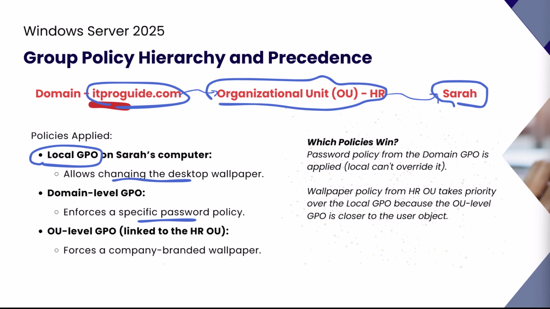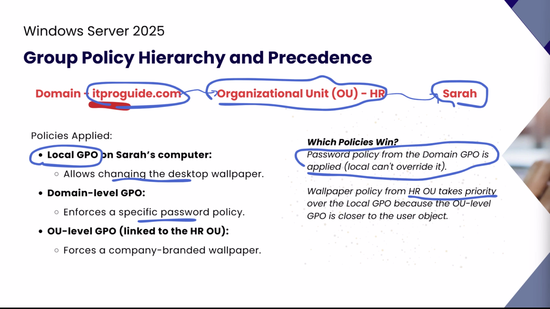So now it is time to know which policy is going to win. The password policy from the domain GPO is applied because the local can't overwrite it. Domain has the highest precedence. For the wallpaper policy, where the local GPO and OU level GPO have different configuration, the HR organizational unit is going to take priority over the local GPO because the OU level GPO is closer to the user object.